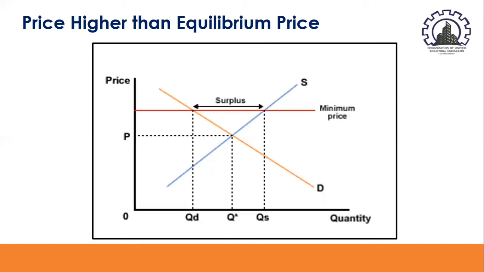All right. So as you can see, the price is higher than the equilibrium price, and you have the minimum price. And your minimum price is located just above your equilibrium price.